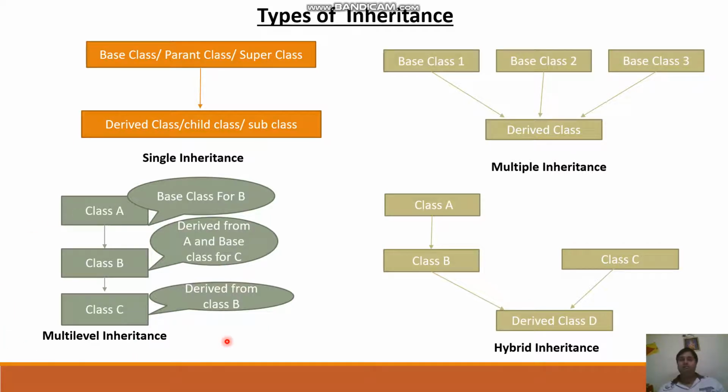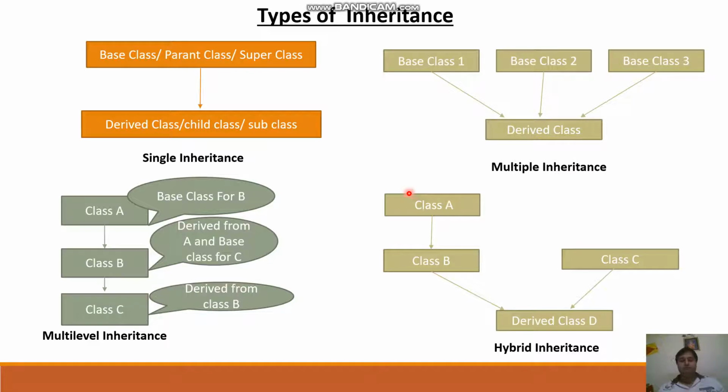The third type of inheritance is multi-level inheritance. So multi-level inheritance means what? We have different levels of classes. In this example we have three classes, class A, class B and class C. The first class A is the base class for class B. Then the second class B is derived from A and acts as a base class for class C. And the last one is class C, which is derived from class B. This means you are going to inherit some properties from A and B inside C.